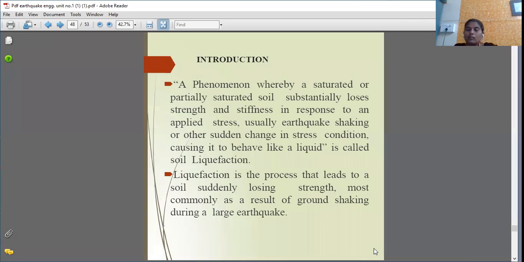Okay, I will discuss it with you within a short period. What is this liquefaction?